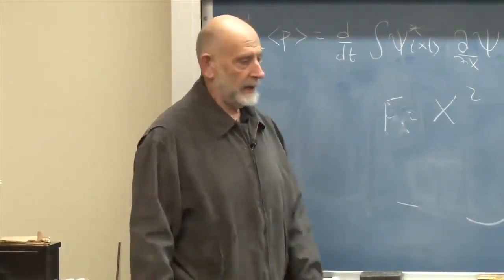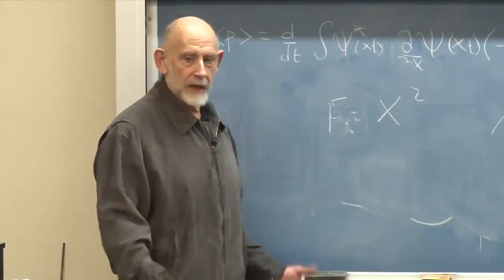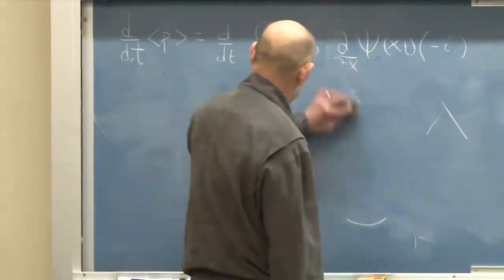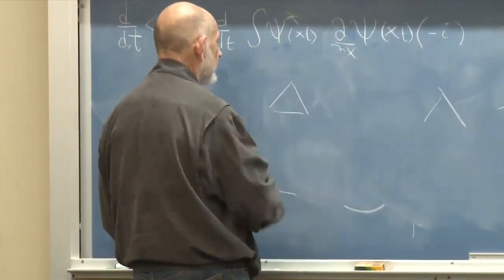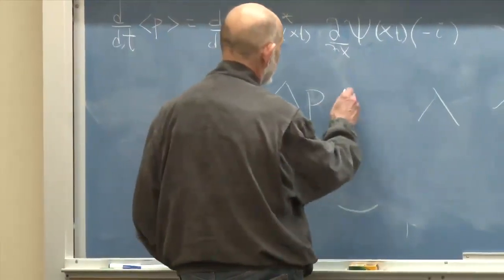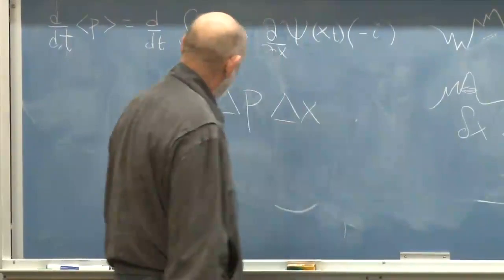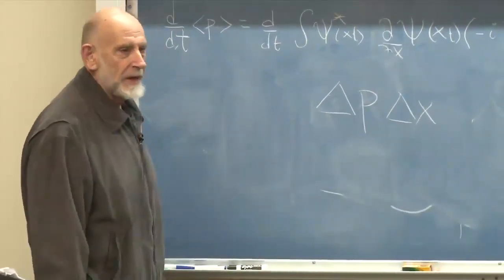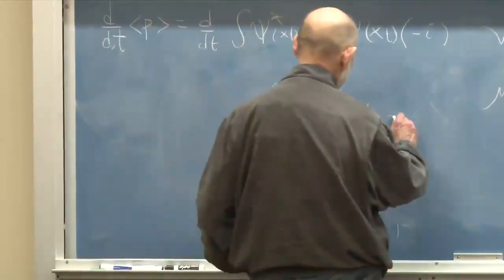Now, if you were to take a bowling ball and you were to ask what is delta x, well, let's see. Typically, it's true that delta p times delta x, the rule is that it's bigger than h bar, but in many reasonable cases it's of order h bar.